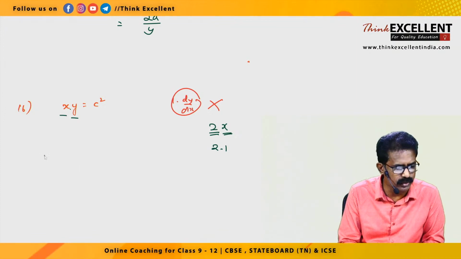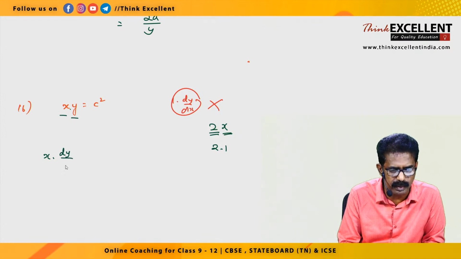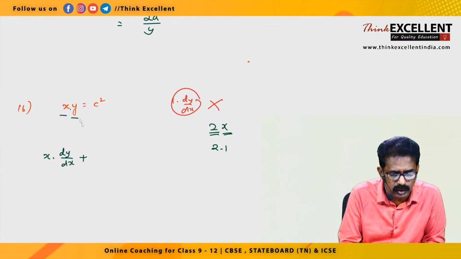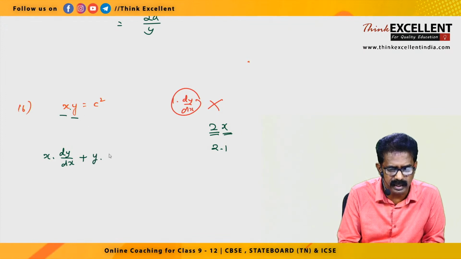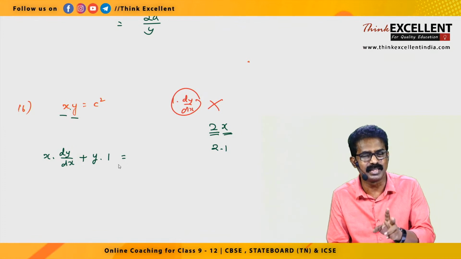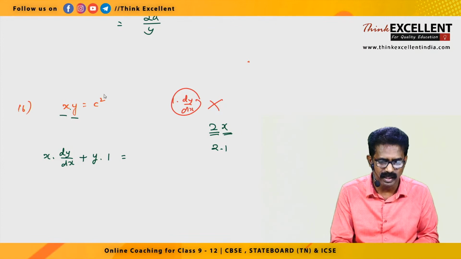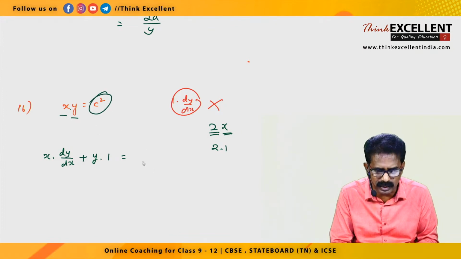So first into x into y derivative, dy by dx, plus second into y into x derivative 1 equal to c square derivative. C is a constant. Don't say x square 2x or c square 2c. No, c is a constant. So no x, pure constant. Pure constant, I get derivative 0.